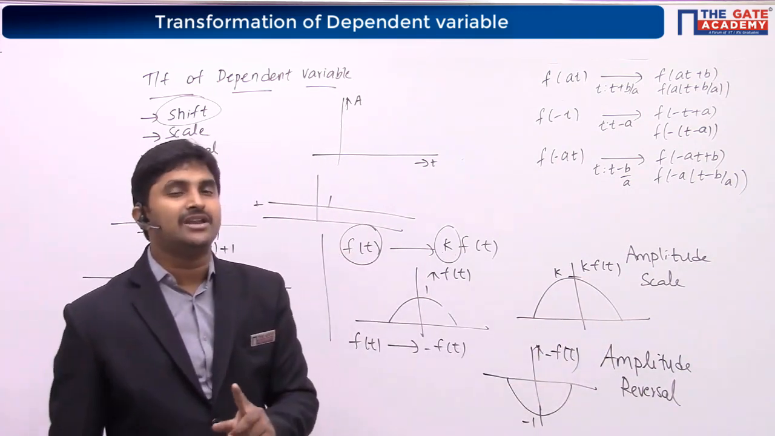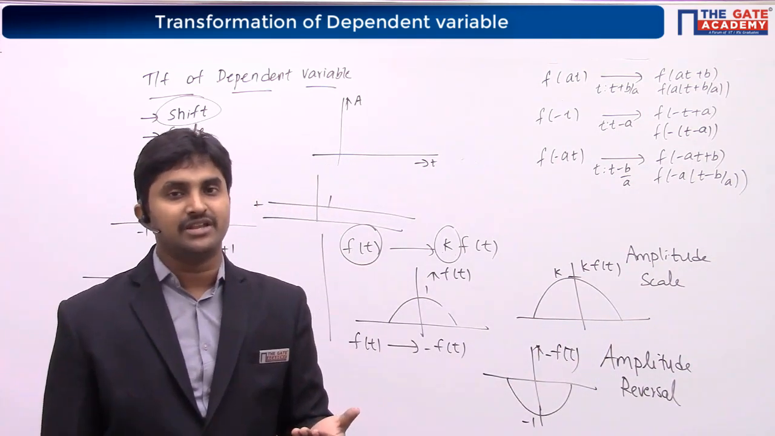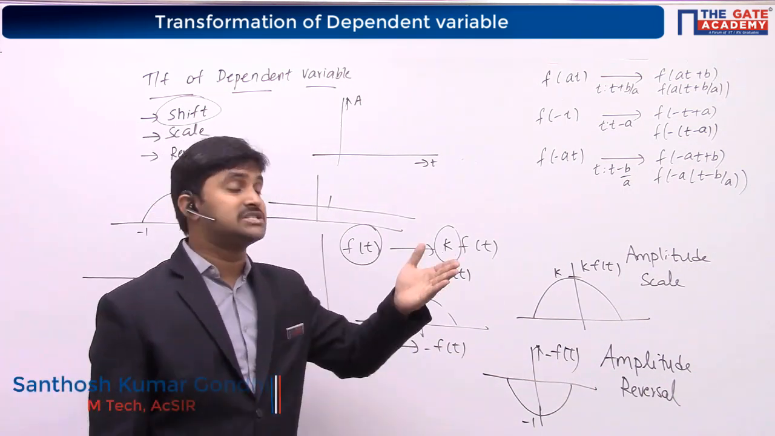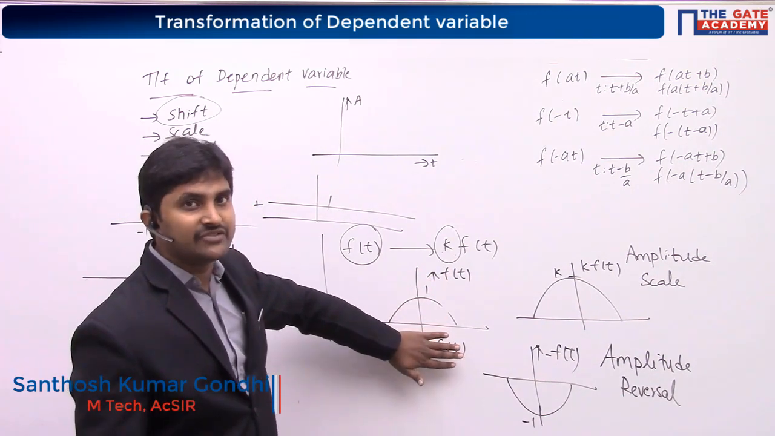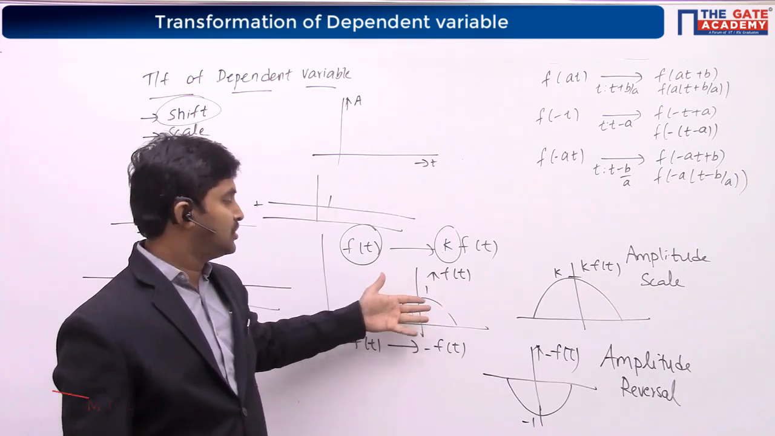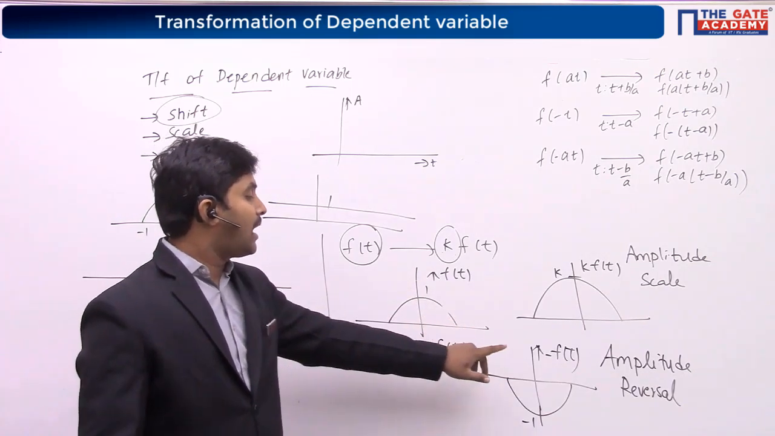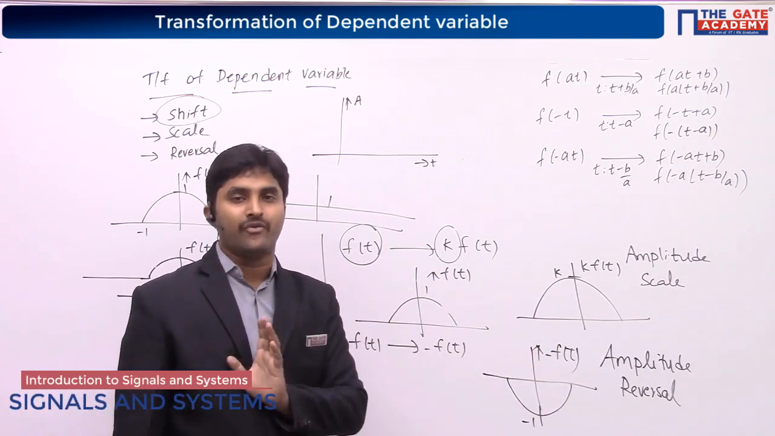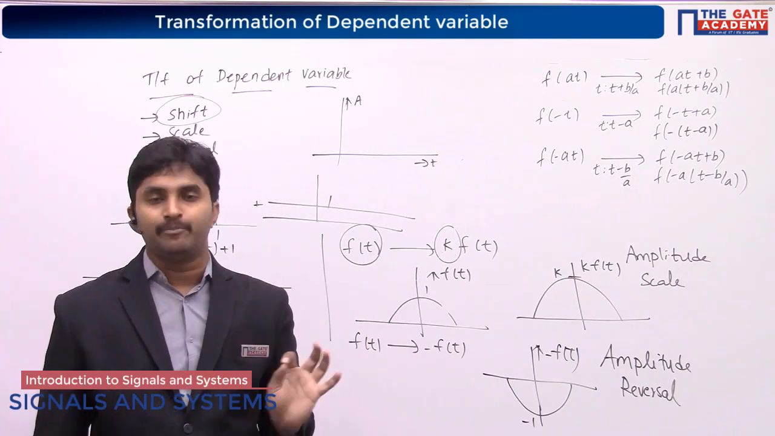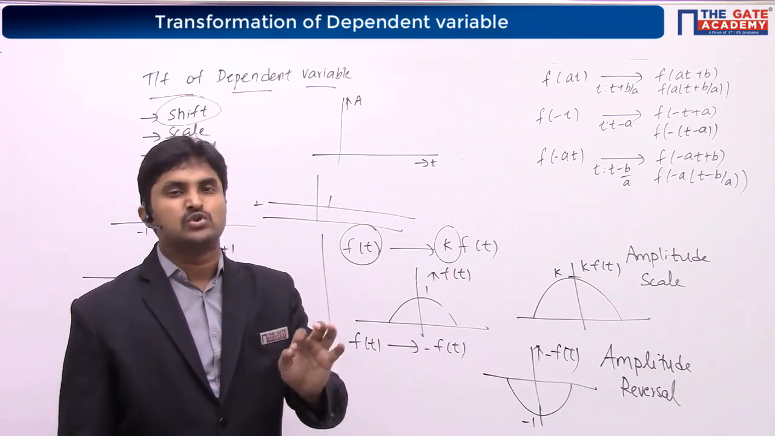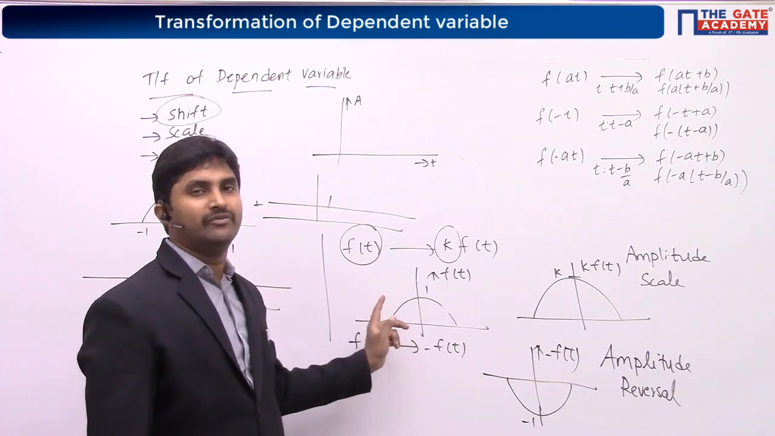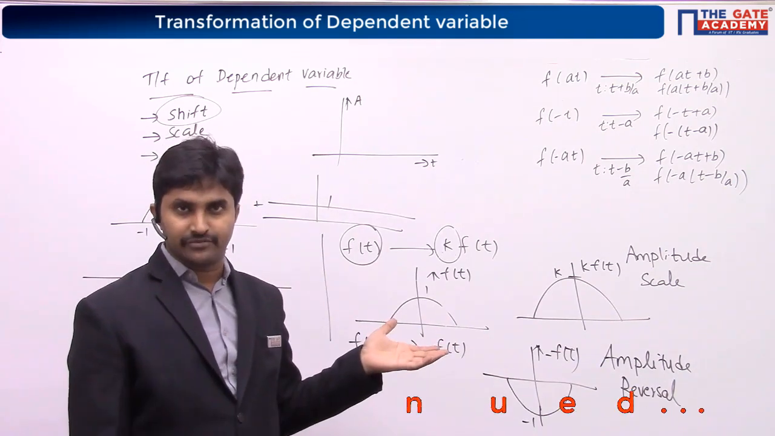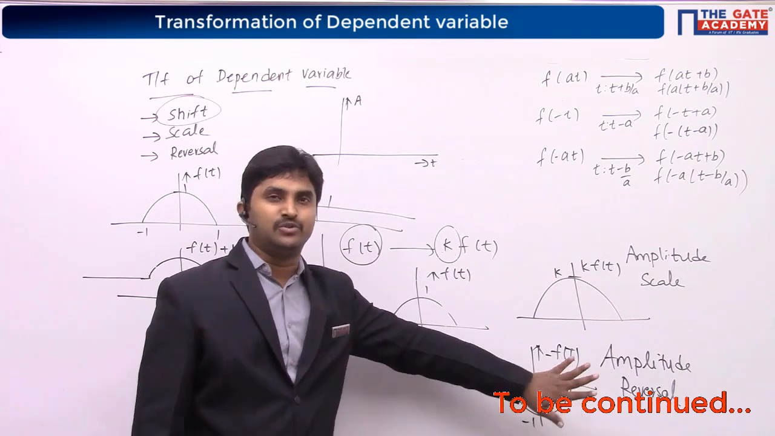The third operation that we have done is the amplitude reversal operation. In the case of amplitude reversal, what happens? A positive amplitude becomes a negative amplitude, and the negative amplitude is going to become a positive amplitude. Initially we had a signal like this. Now amplitude reversal means f of t becomes minus of f of t. We are just multiplying the signal with minus 1. So whenever you do minus to it, whatever is positive is now going to become negative, and whatever was negative is now going to become positive. Clear? This is what we call the amplitude reversal operation.